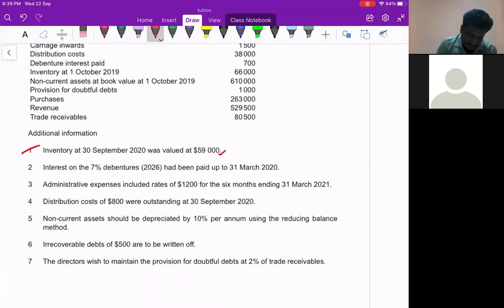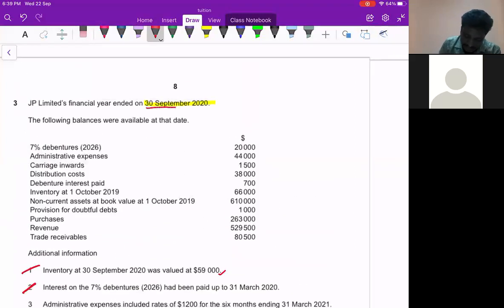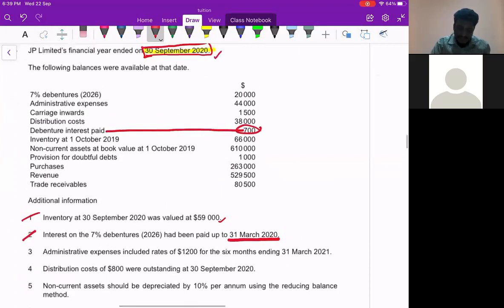No calculation. The second one: interest on the 7% debenture had been paid up to 31st March 2020. Wait, when do you close your account? You close your account on 30th September 2020, and according to this, they have paid until 31st March 2020. So where is my debenture? This debenture that you paid 700 is until March. We close in September, which means there is accrued. How many months haven't you paid? Can you calculate?